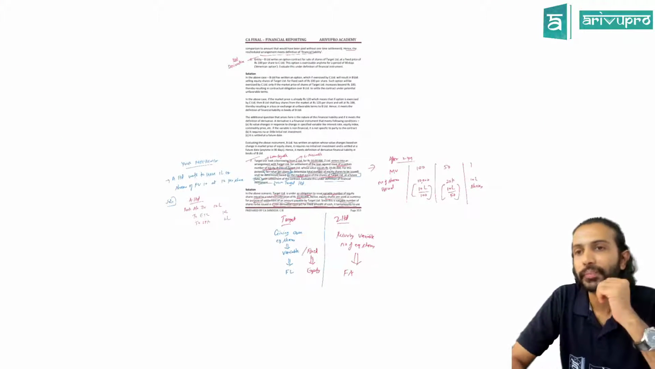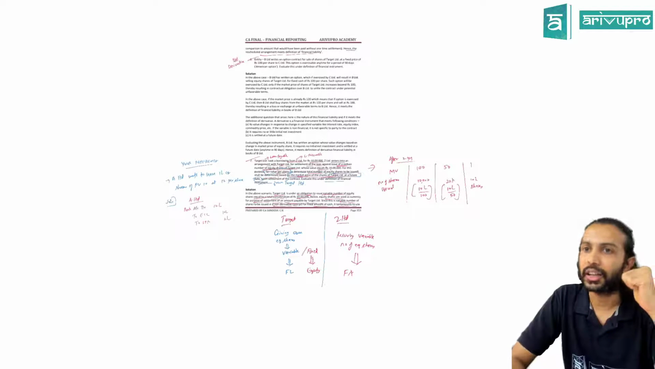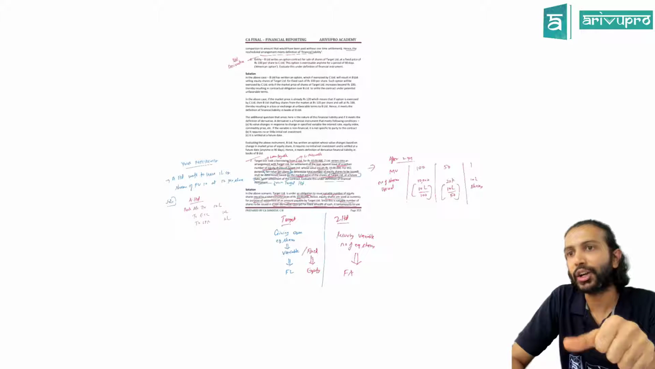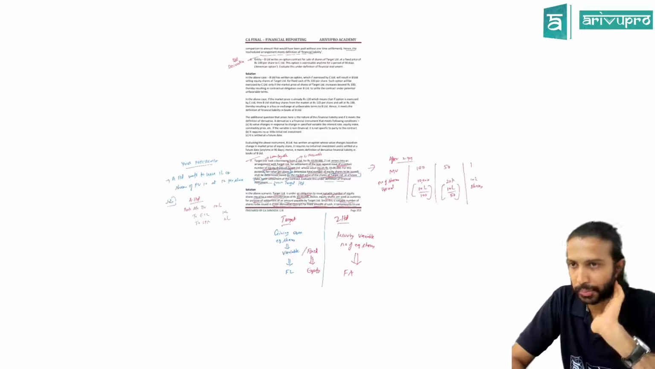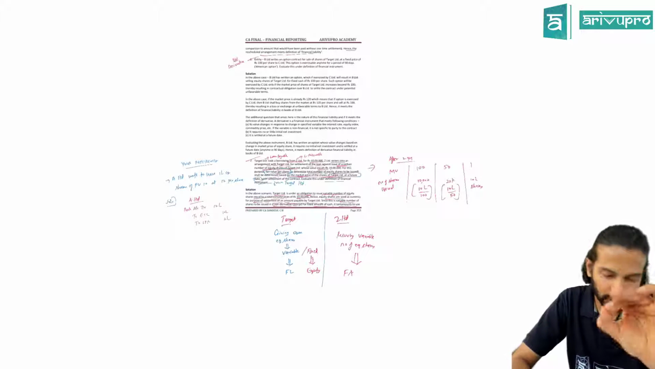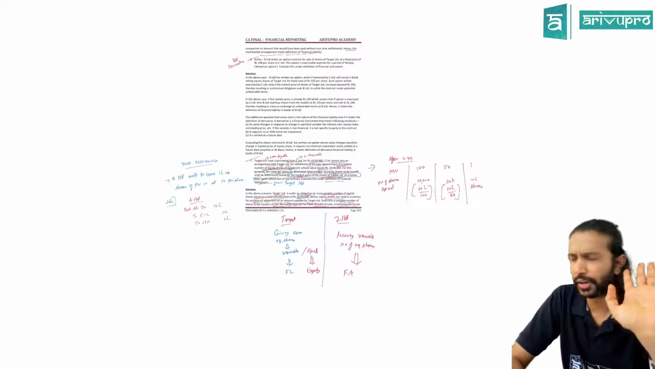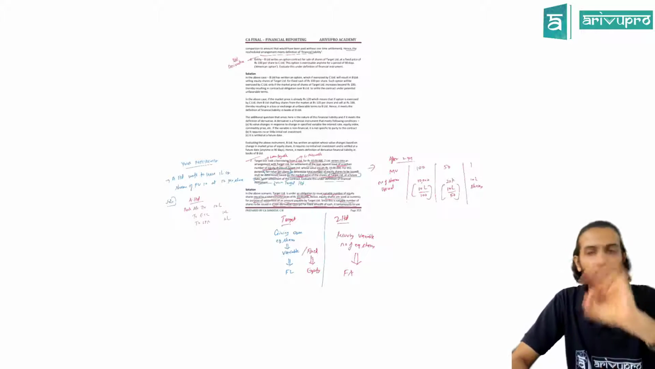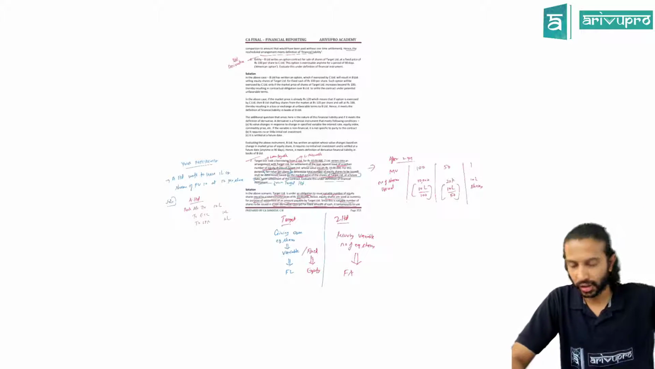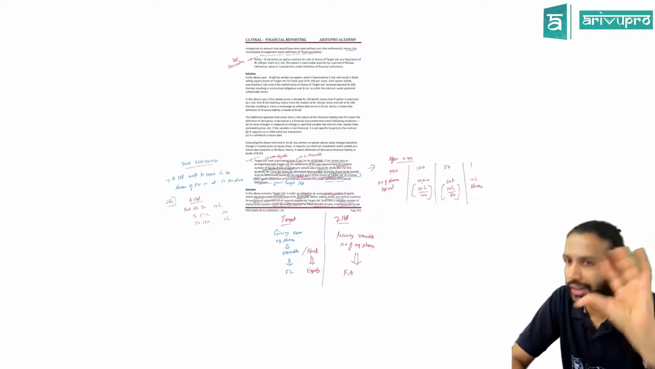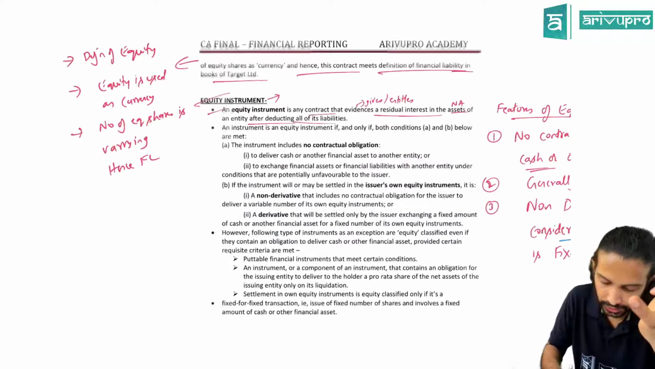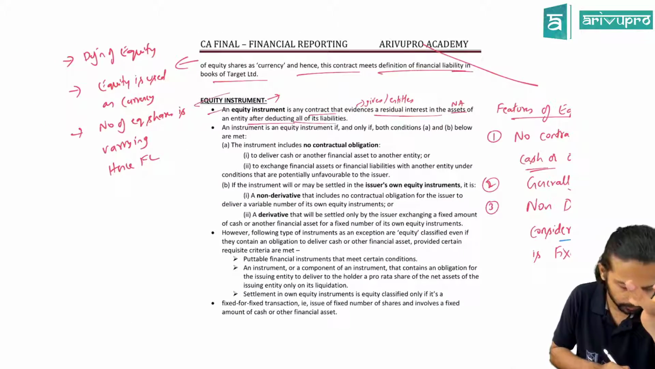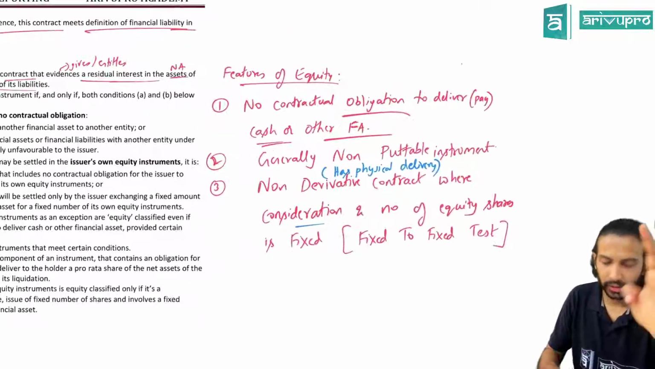What is equity? The meaning of equity is that it's an instrument that gives you a right over the net assets of the company, correct? And when can you classify it as equity? Two main features of equity should always be present. One is what? There is no obligation, because the moment obligation comes, it is a financial liability. So no obligation to pay either cash or any other financial asset, correct?